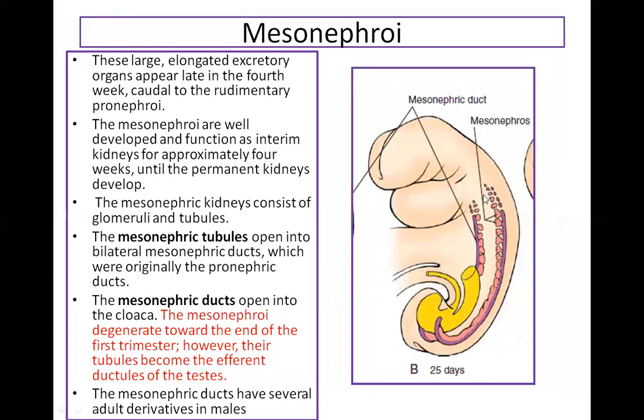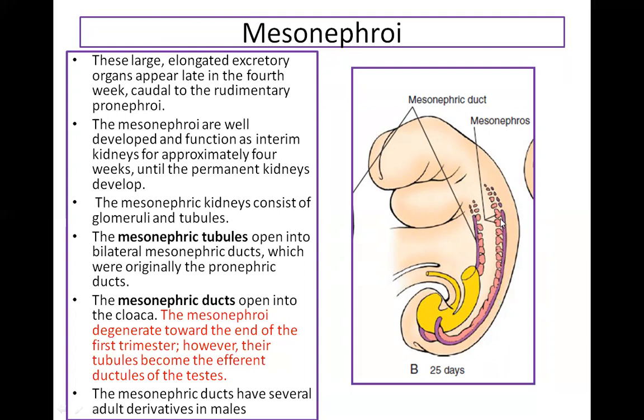Now similarly, when the pronephros diminish, simultaneously the mesonephric kidneys appear. These are large elongated excretory organs. They appear late in the fourth week and caudal to the rudimentary pronephric kidneys. The mesonephric kidneys are well developed and they function as interim kidneys for approximately 4 weeks until the permanent kidneys develop. So mesonephric kidneys consist of small glomeruli and tubules.